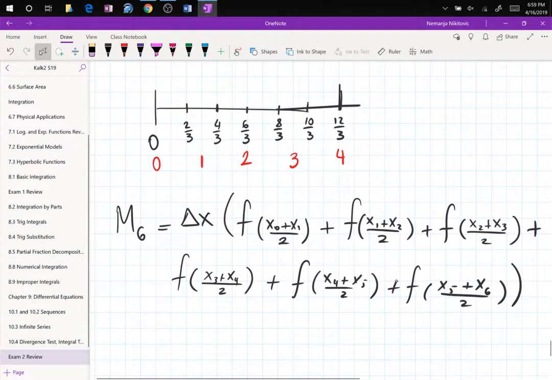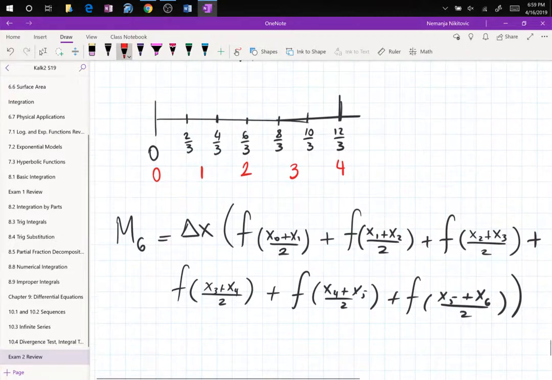All right, so now I'm going to use my red color to get all of the midpoints. That's a midpoint, clearly 1/3. That's a midpoint, it's a 1. That's a midpoint, it's 5/3. That's a midpoint, it's 7/3. That's a midpoint, it's a 3.